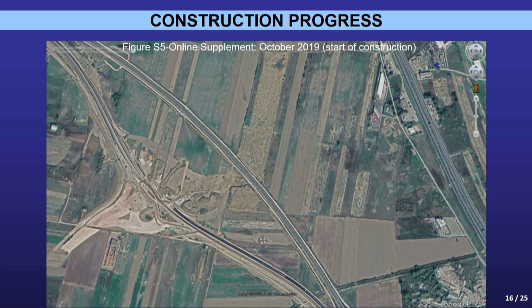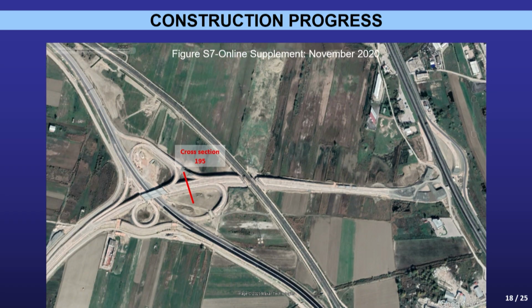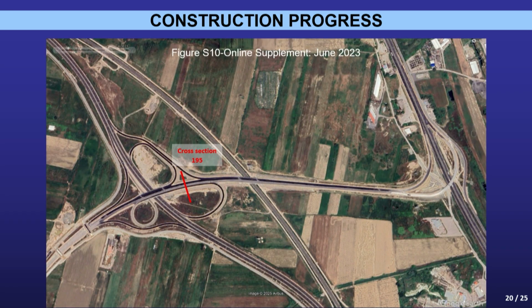I will show you some photos from Google Earth during the construction. This is the area of the interchange at the start of the construction. Then, the area of the selected cross-section when the first construction stage was completed. When all of the construction stages were completed. During the construction of the pavement at the area of this section. And finally, when the embankments of the interchange were completed.